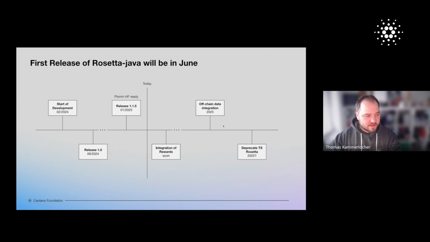And then the last thing, what we want to do in the future is to integrate off-chain data into Rosetta, so that it's easier to work with native tokens. This is something we really need to plan and discuss, because it will affect the Rosetta API a little bit, and we need to make some adjustments. That's why we need to plan it accordingly and discuss it with some users, so that it fits their needs as well. But we want to do it in the future, so this year hopefully as well.